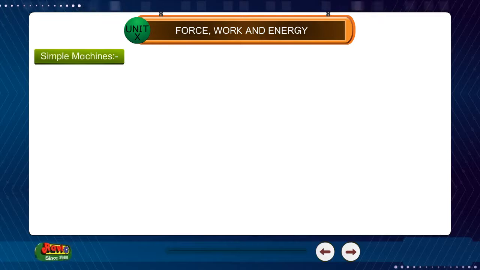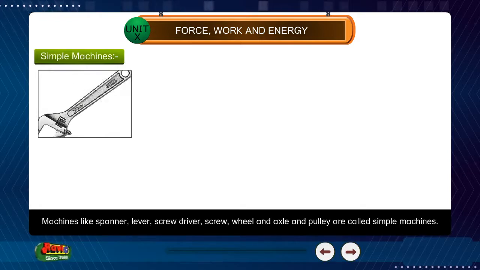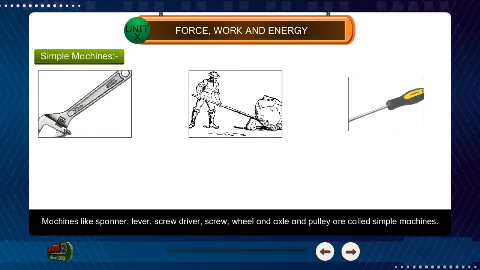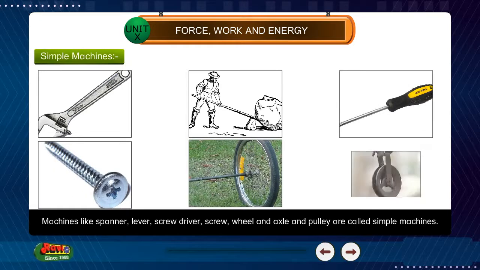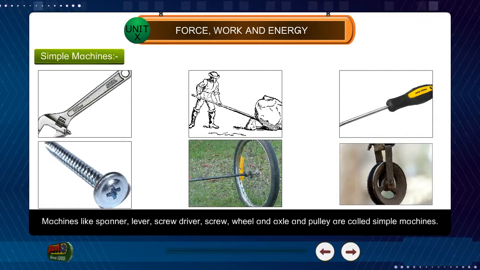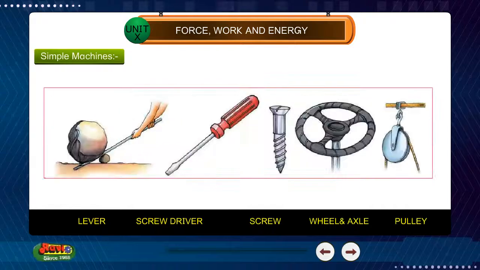Simple machines. Machines like spanner, lever, screwdriver, screw, wheel and axle, and pulley are called simple machines.